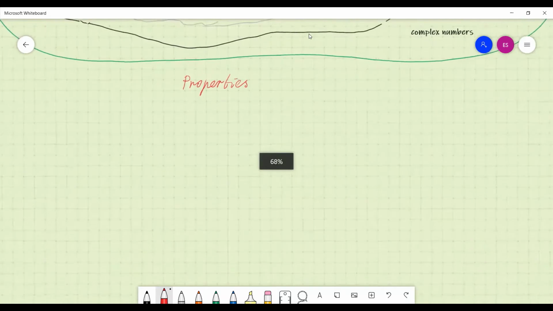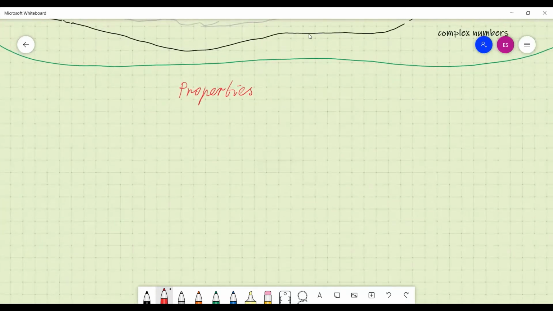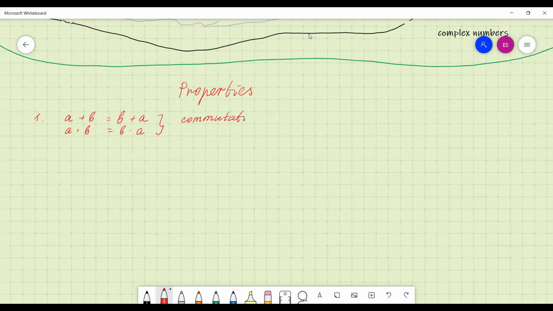Let me make it a little bit bigger. Properties. So number one, commutative. Commutative property is that a plus b equals b plus a, right? So actually, you can add in any order. Well, also for multiplication, you can switch terms, meaning factors. Okay, so 2 plus 3 is equal to 3 plus 2, and also 2 multiplied by 3 is equal to 3 multiplied by 2. We check these properties by literally counting what is happening.